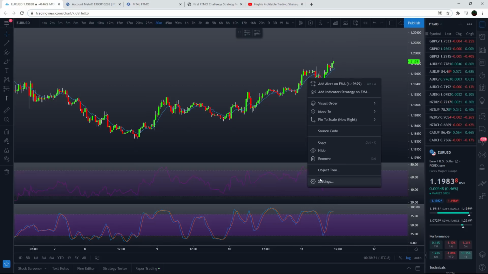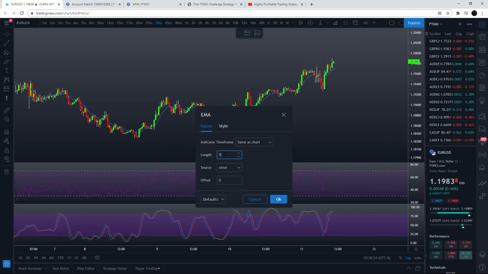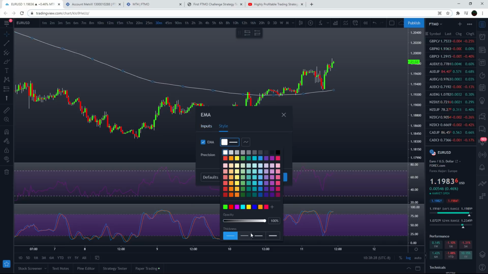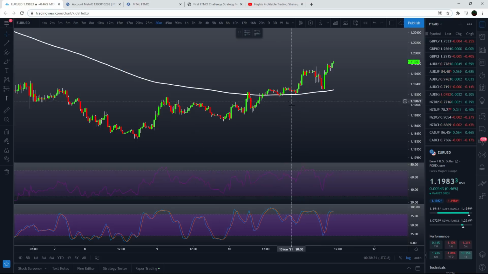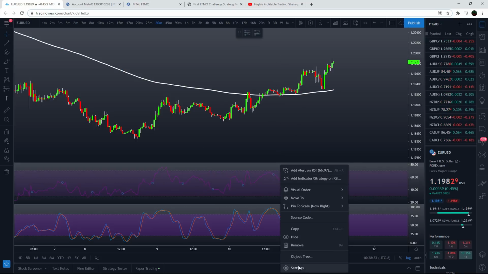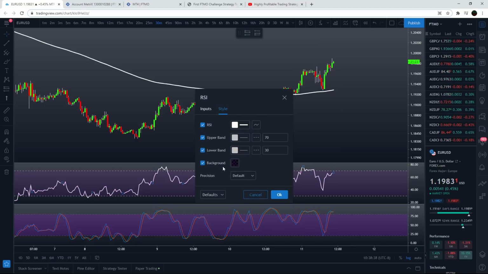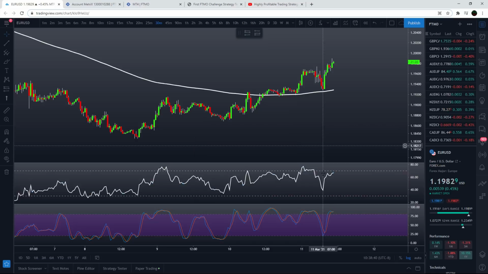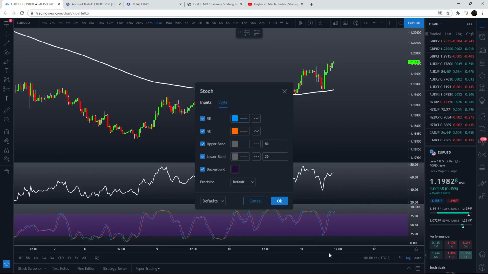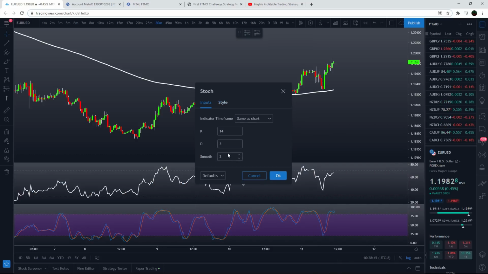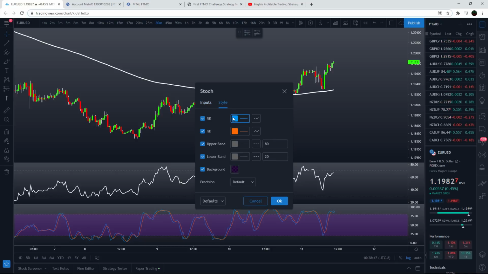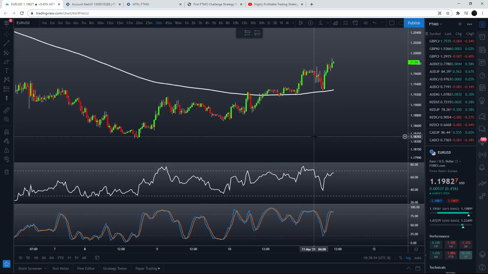We're going to change the exponential moving average to a 200 period, and I also like to change the style to a white line and much thicker. All right. Then we have the RSI, which is default settings, but I want to change this to a white line, make it a little bit thicker, and get rid of the purple background. Okay, it's just my preference. Stochastic, default settings at 14, 3, and 3. Style, I like to make this a little bit thicker, and then I also like to get rid of the background here. All right, so here is our chart setup.